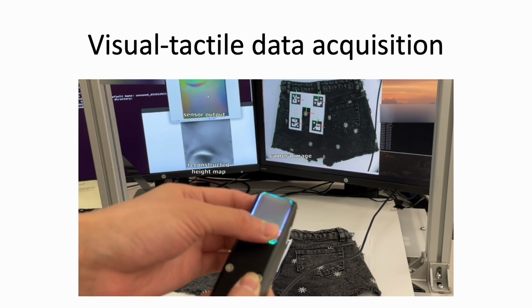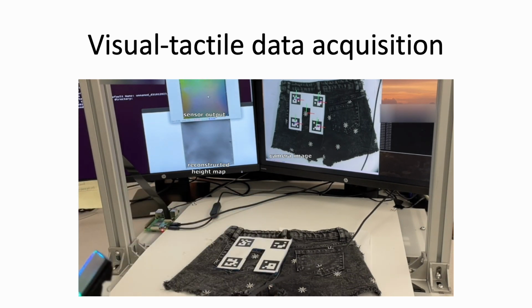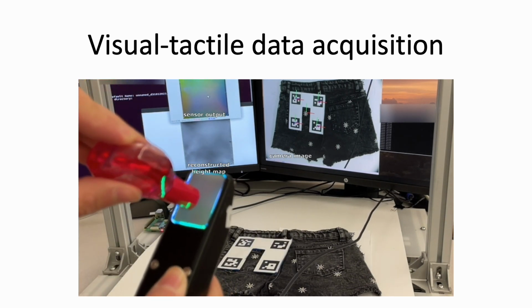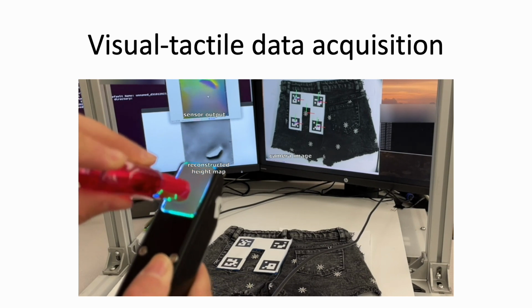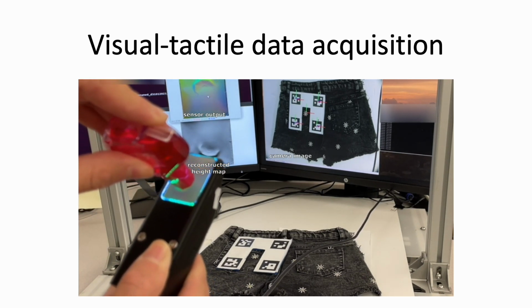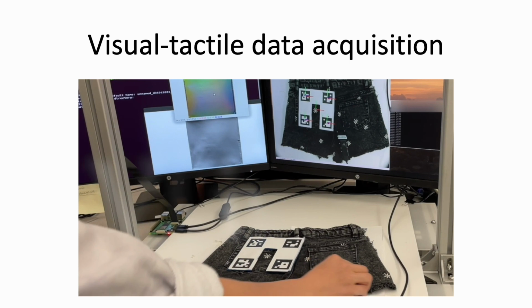The screen on the left shows the real-time tactile reading. The upper RGB image shows the raw output captured by the sensor, and the lower grayscale image shows the reconstructed height map.